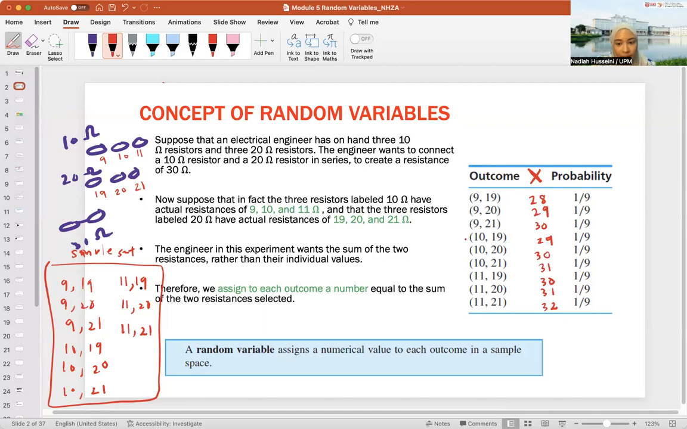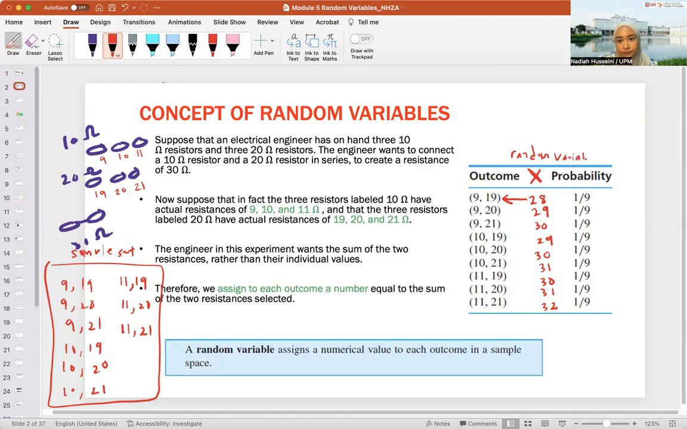He doesn't care about the pair, even though we list it as our outcome because it is the outcome. He cares about the sum and we call this capital X. This capital X assigns a real number to our outcome. Our outcome is a pair. It's not a real number. We are assigning a real number to this outcome. This is known as a random variable. X is our random variable.